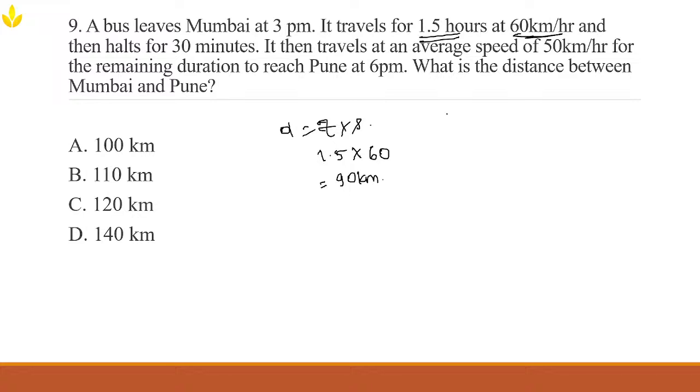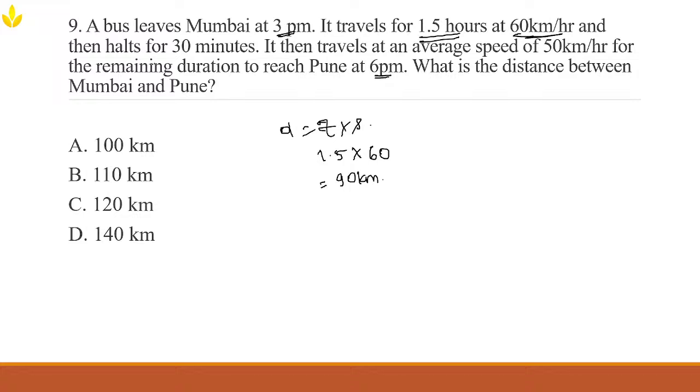Now the remaining part is nothing but 1 hour. It is given that the bus leaves Mumbai at 3 p.m. and has to reach Pune at 6 p.m. So the time duration taken by the bus is 3 hours. Among that, 1.5 hours it moves and it halts for 30 minutes. That will give you 2 hours.